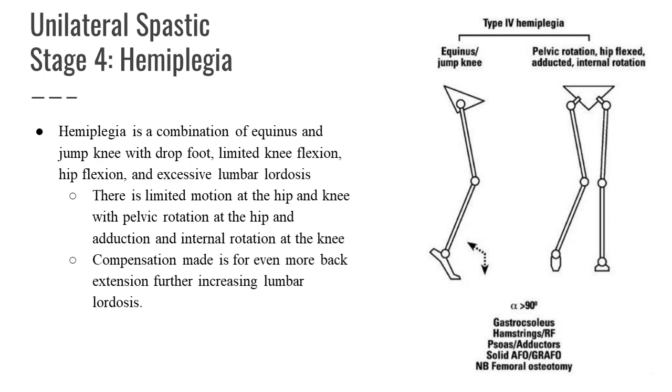There's limited motion at the hip and knee, along with pelvic rotation at the hip and adduction and internal rotation at the knee, as you can see in the image on the right side of your screen. This produces a valgus strain on the affected limb, and the compensation made for this is even more excessive back extension, which increases the lumbar lordosis in the patient.